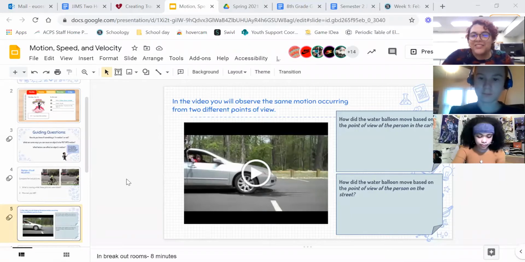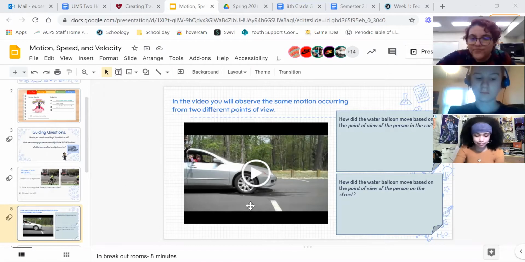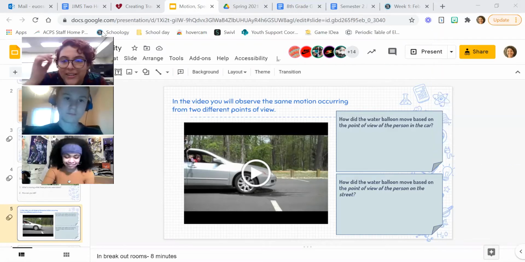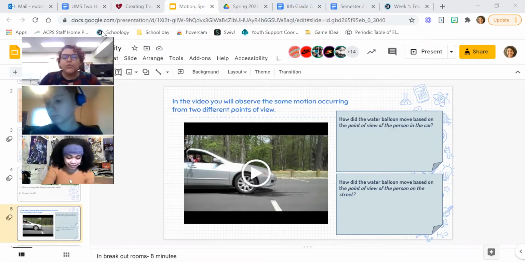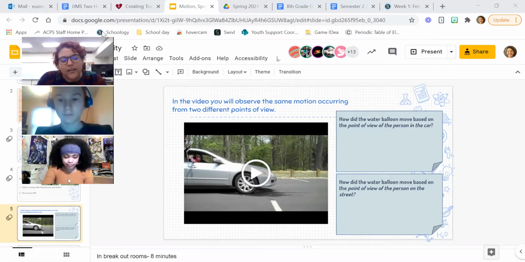Okay, so you were able to see the video of the guy holding the water balloon in the car. So what was the perspective of our motion? How did the water balloon move based on the point of view of the person in the car? What did you guys discuss?